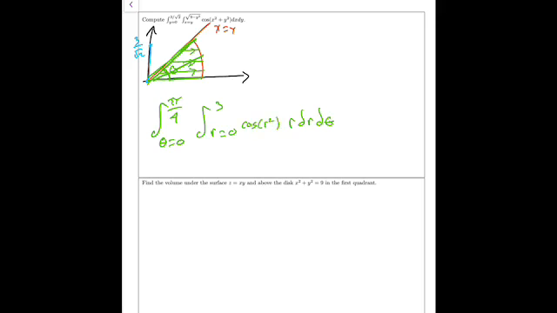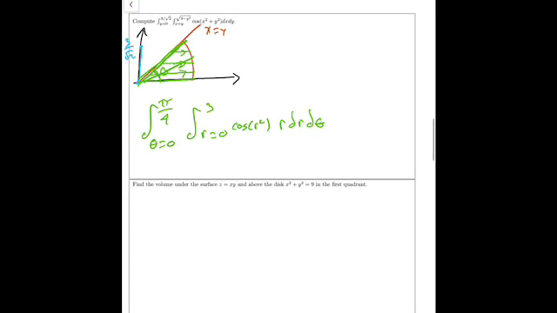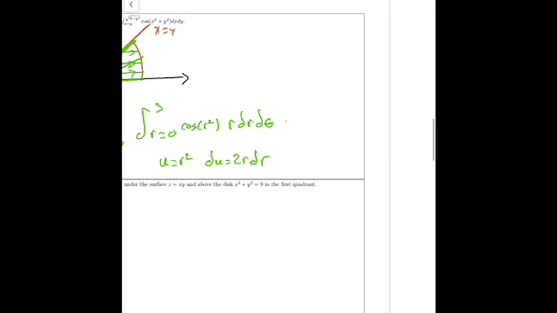In other words, cosine of r squared. This is a u substitution problem. The inner integral is where u is equal to r squared. If u is equal to r squared, du is equal to 2r dr. And so this becomes, of course, the outer integral stays the same. It's 0 to pi over 4.